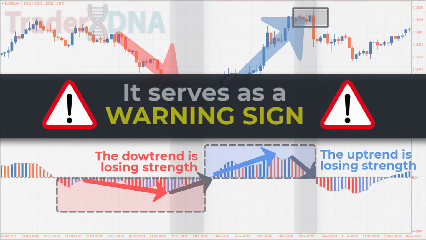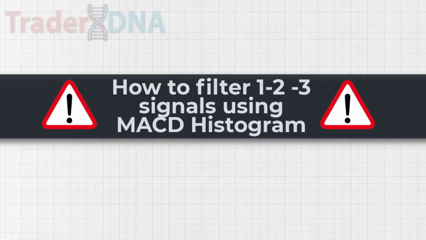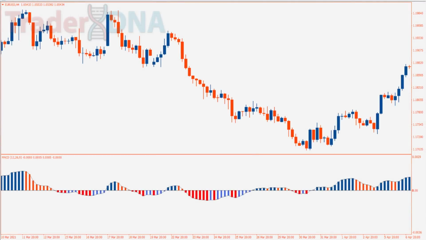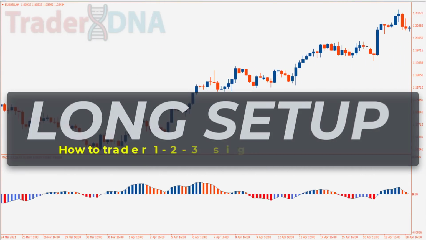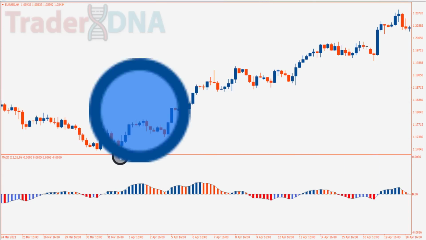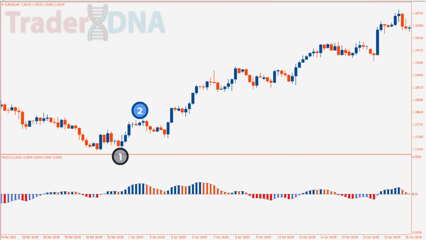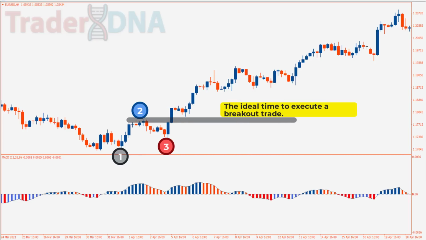Now, let's discuss how to effectively filter 1-2-3 signals using the MACD histogram. It's quite straightforward. Let's consider a long entry based on the 1-2-3 pattern. First, we identify point 1, followed by the initial upward movement marking point 2. Subsequently, there's a retracement leading to a higher low, forming point 3. The 1-2-3 pattern is confirmed when the price surpasses the recent high of leg 2, signaling the ideal time to execute a breakout trade. However, it's imperative to seek confirmation, as blindly following signals without considering the broader context can lead to significant losses. The key factor here is the MACD histogram.